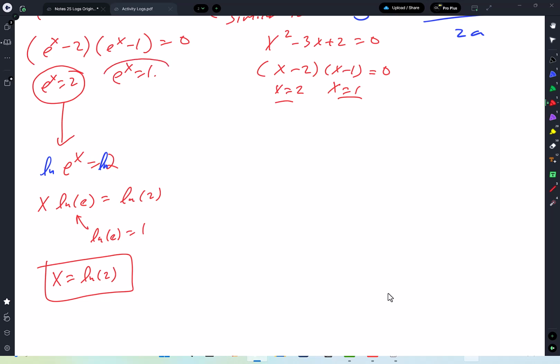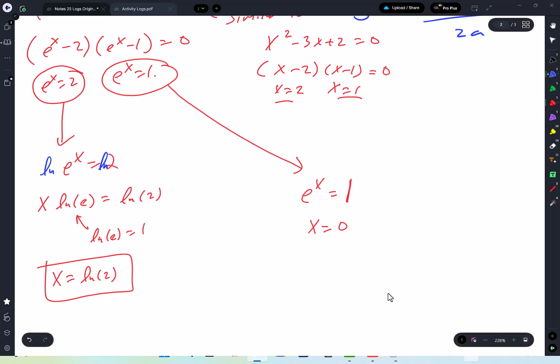All right, this one, we don't have to do all that. Anything raised to what number equals 1? Do you guys remember from your Algebra 2 days? 0. So that one you can just say x equals 0. Would you have still gotten 0 if you would have done ln? Yes, you still would have gotten it.